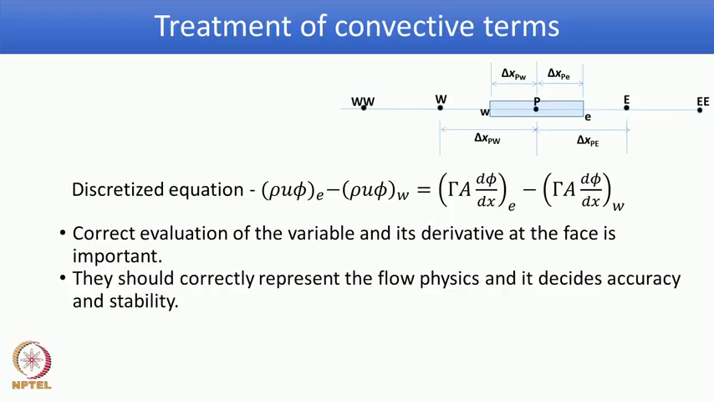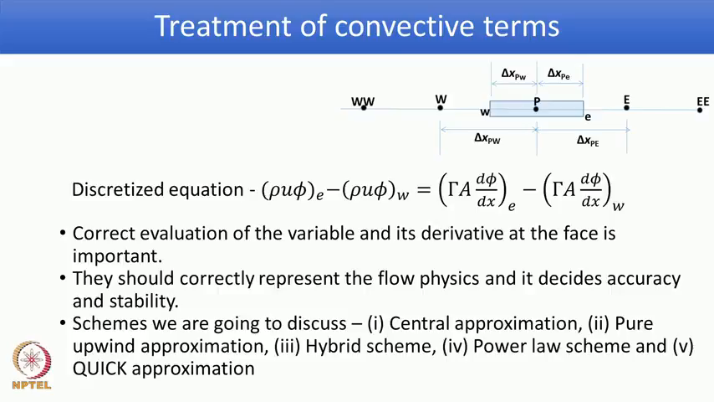As I explained with the help of an illustration, it should correctly represent the flow physics, and it also affects accuracy as well as, to some extent, stability. We are going to discuss 5 different approximation methods to get flux or function value at the face. They are central approximation, pure upwind approximation, hybrid scheme, power law scheme and QUICK approximation.